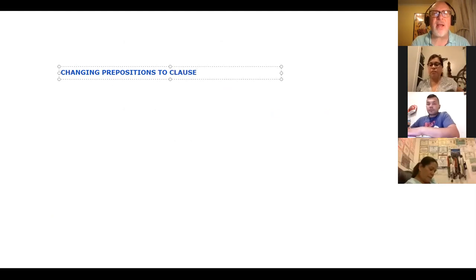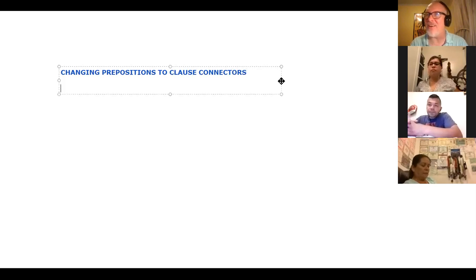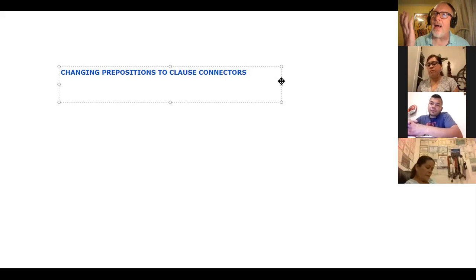And this actually might be something that in Spanish makes sense. Or maybe not. I don't know my Spanish well enough to know if this will be just crazy or sound normal. Changing prepositions to clause connectors. So remember, what's the difference between a preposition and a clause connector? A preposition has a noun, right? And the clause connector has a subject and a verb, right?